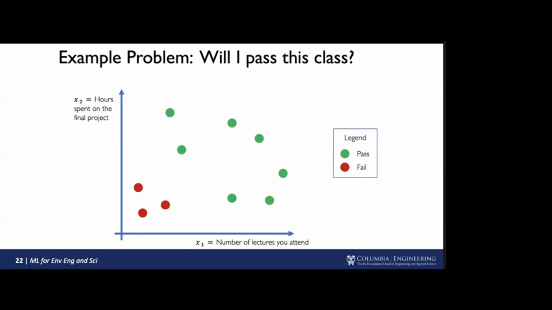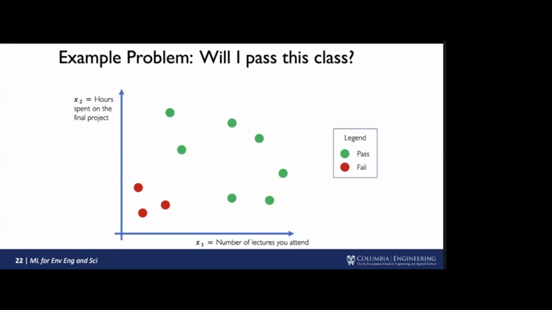Suppose we want to predict whether a student will pass or fail a class. Each point here represents a student. The horizontal axis is the number of lectures attended. The vertical axis is hours spent on the final project. Green points mean the student passed, red points mean the student failed.